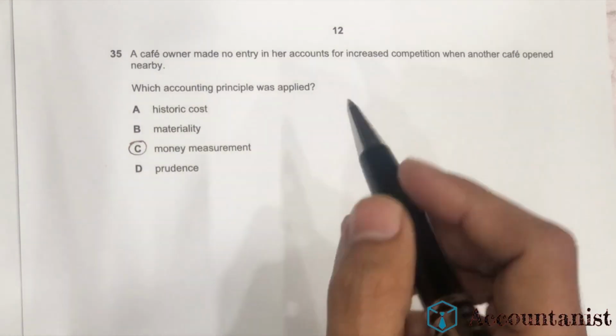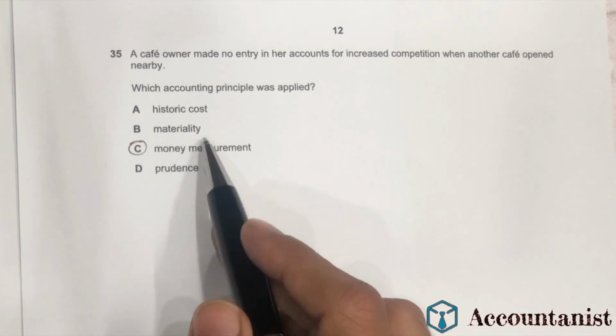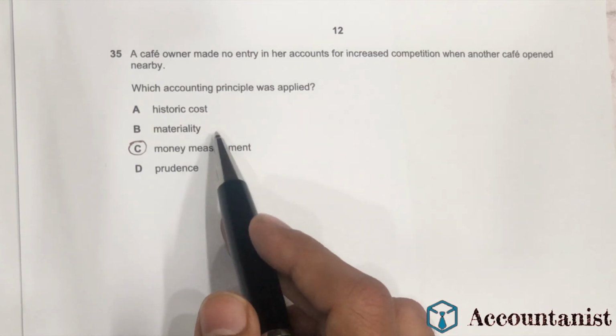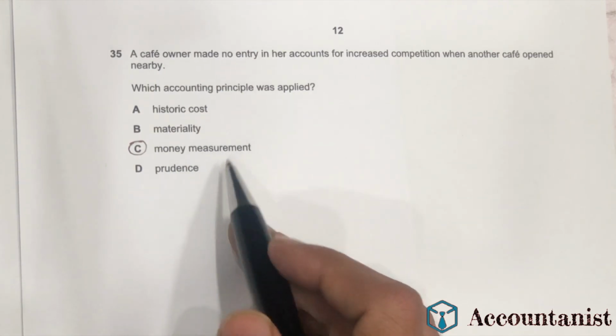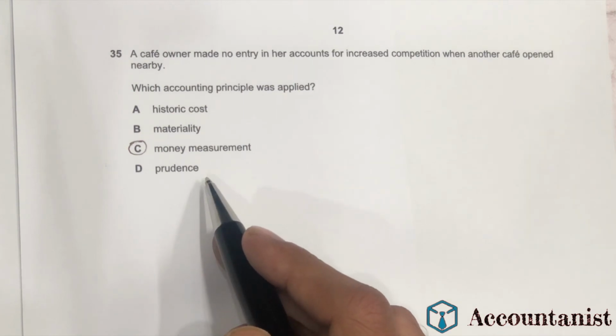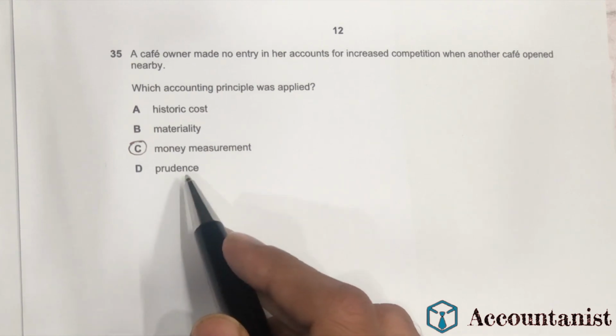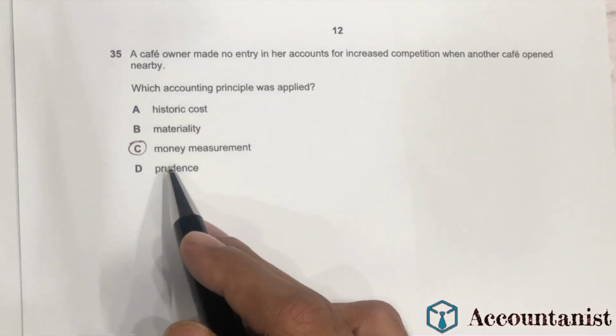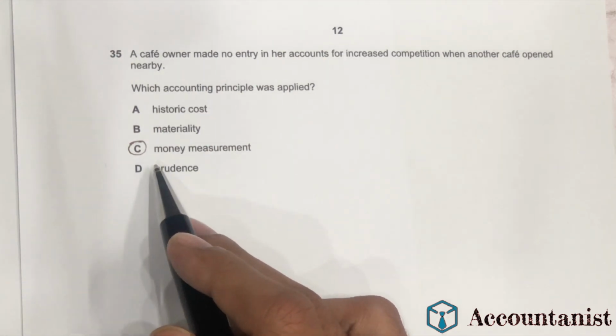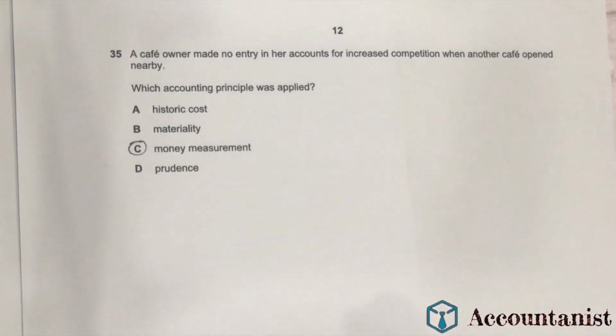Historic cost we use for non-current assets. Materiality is for figures that have a major amount of value. And prudence means assets should not be overstated, profits should not be overstated, and liabilities and losses should not be understated. So that's prudence. So the right option for this question is C. So that's the whole paper.